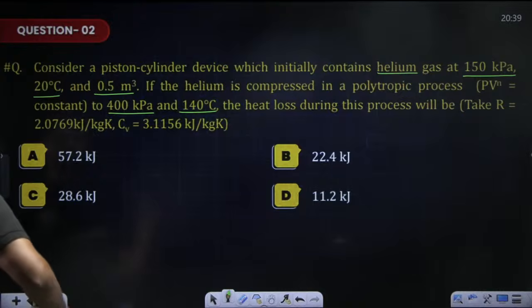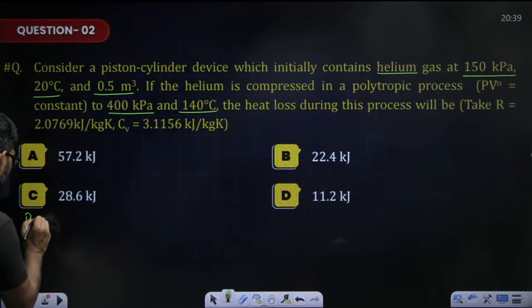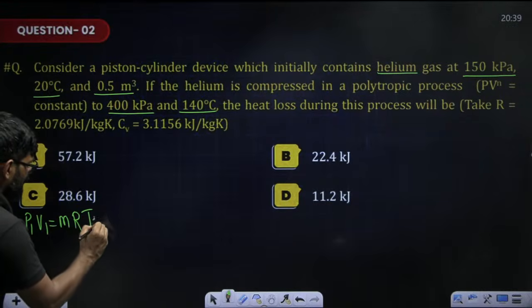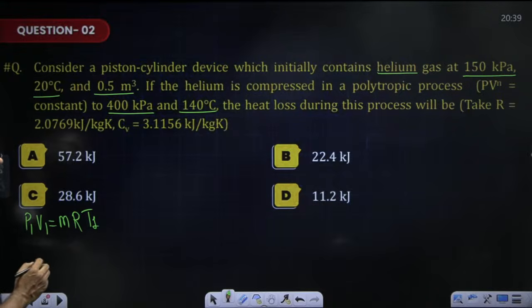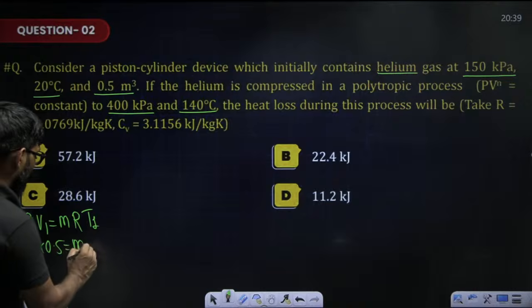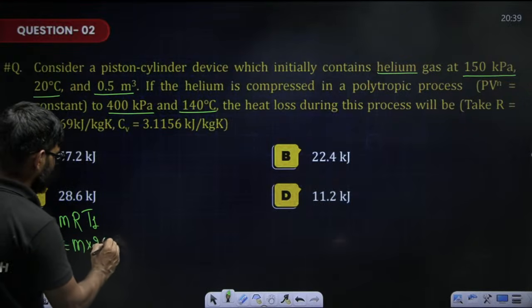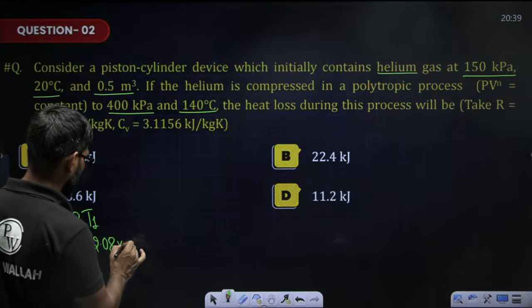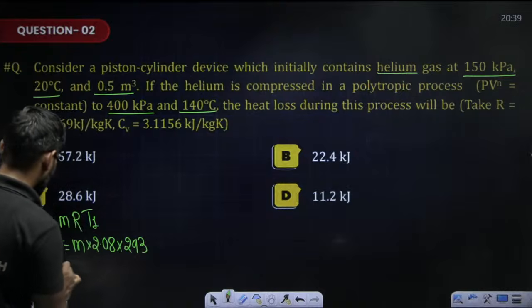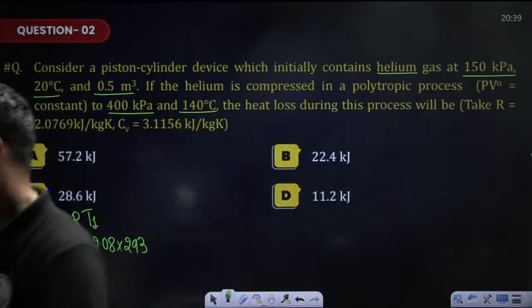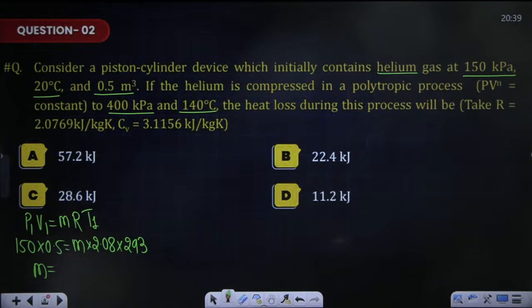First we'll apply P1V1 is equal to mRT1. What is the P1 value? P1 is 150. Volume value is 0.5. R value of helium is 2.08. T1 value is 293 Kelvin. So now you will get the m value from here. Calculate the m value from here.